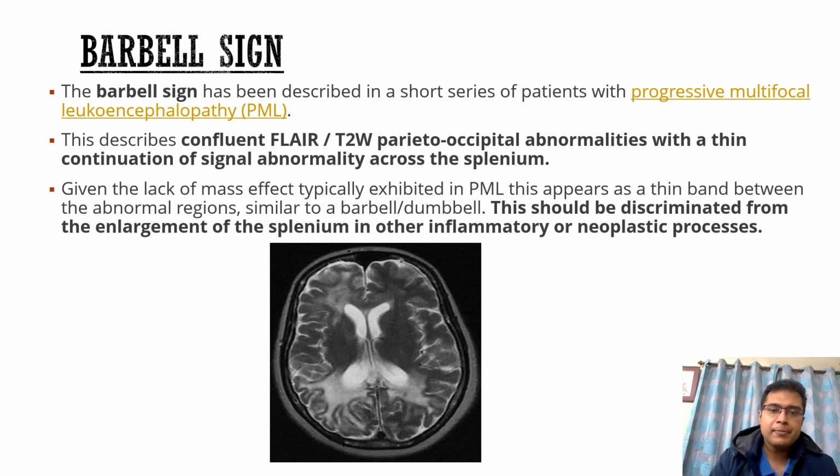So then coming to barbell sign, which is actually a confluent flare and T2 parieto-occipital abnormalities with thin continuation of the signal abnormality across the splenium. So here we can see that both the parieto-occipital regions are involved, and along with that the signal abnormality crosses the splenium. And there is no mass effect as such, and this helps it to be discriminated from other lesions which cause enlargement of the splenium, like inflammatory or neoplastic processes. There is no mass effect, and this signal intensity is actually crossing the splenium. This is barbell sign, looks like a barbell.